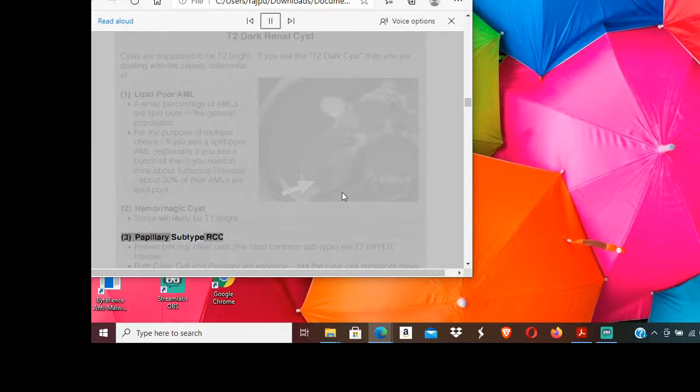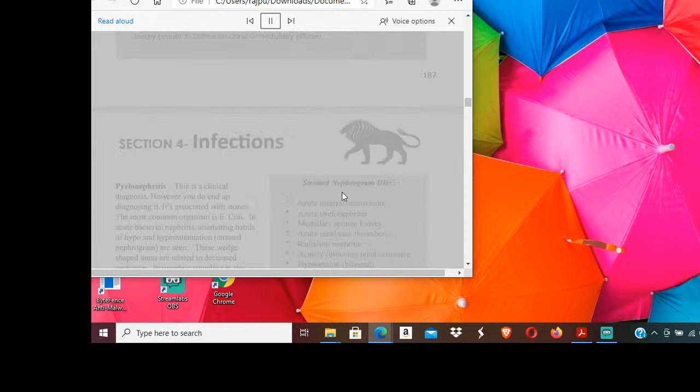3. Papillary subtype RCC. Remember that clear cell, the most common subtype, is T2 hyperintense. Both clear cell and papillary will enhance, but the clear cell enhances more avidly, equal to cortex on corticomedullary phase.